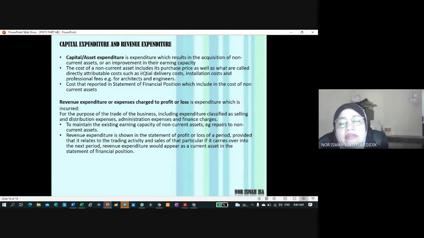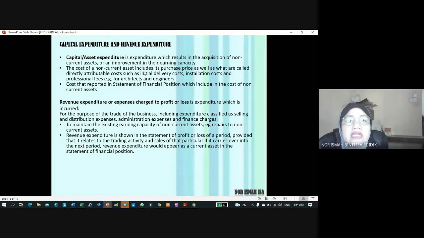As for the road tax, let's say the cost of road tax is 500. So the first 100 kita tak masuk dekat dalam asset expenditure because this is expenses biasa. So kita charge dalam profit or loss.